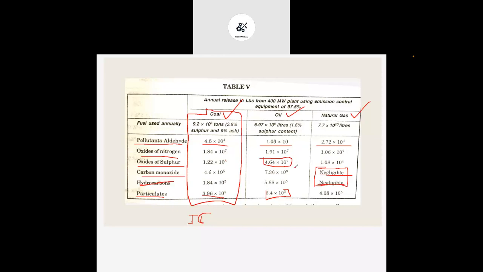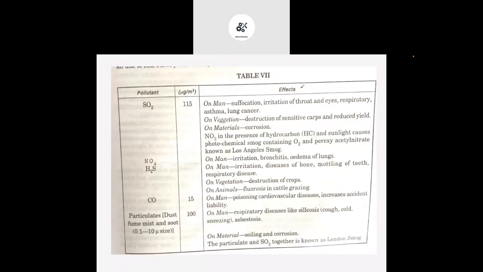Now in India, most of the thermal power plants are being converted from coal to oil or coal to natural gas. So the pollution level, or the pollutants coming out from the thermal power plants, will reduce. Okay, now this is regarding the comparison of the pollutions coming out from the thermal power plant, and this particular table shows you the effects of the pollutants on the human body, on the vegetation, or the materials.